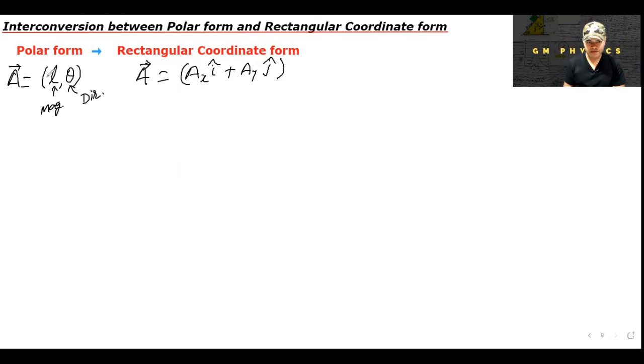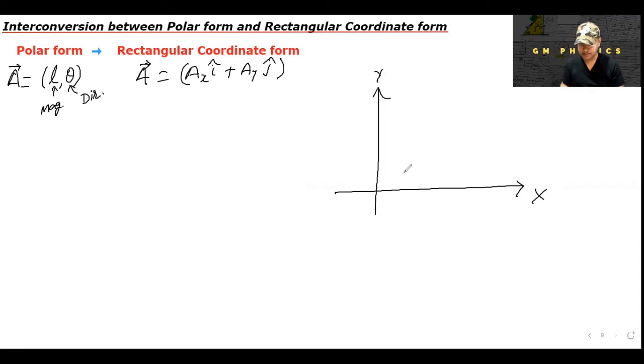So we have to assume a vector A is given as L theta. First of all, we'll represent it in a coordinate system. Usual, this is x-axis, this is y-axis. At an angle theta, I am drawing that vector whose magnitude is L. So the length of the arrow represents the magnitude. It is L. The angle is theta, right?